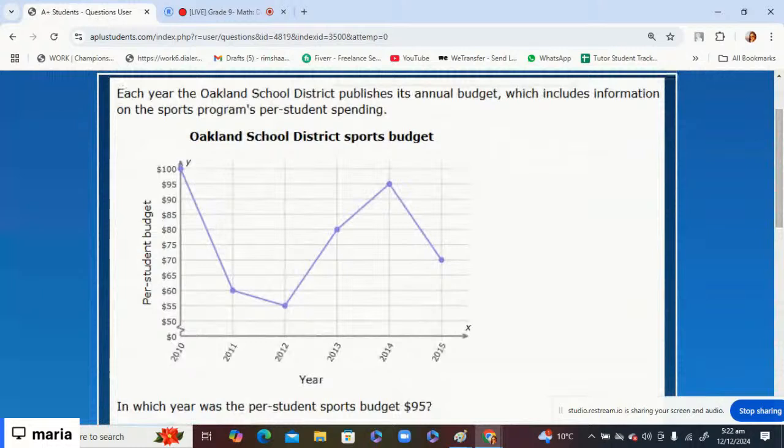Each year, the Auckland School District publishes its annual budget, which includes information on sports program per student spending. The Auckland School District sports budget is given. On the x-axis, we put the years, and on the y-axis, the per student budget: 0, 50, 55, 60, 65, up to 100. It's given in the question. The years are 2010, 11, 12, 13, 14, and 15.